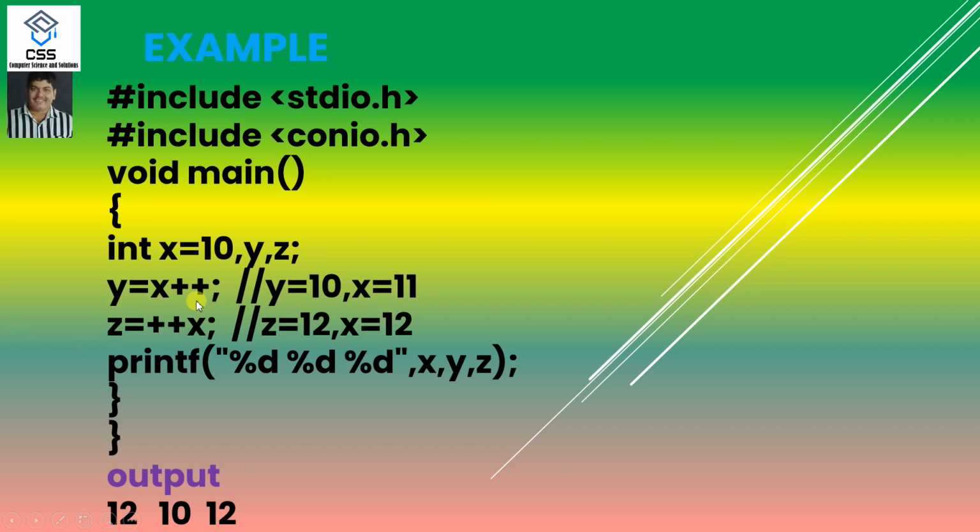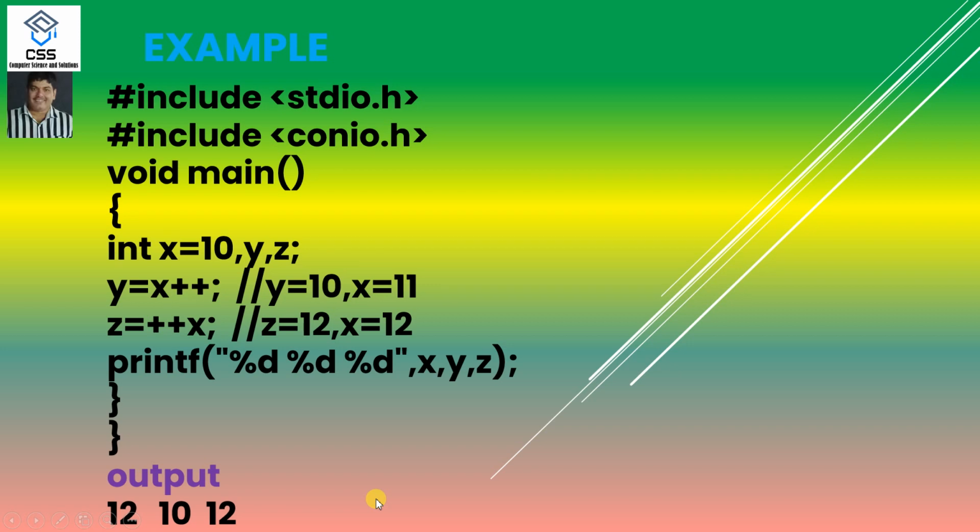then it will be stored into z. In a similar way, decrement can be done. Hence, the recent value of x is 12, the value of y is again 10, and the recent value of z will be 12. If I run this program, the same output will be generated.